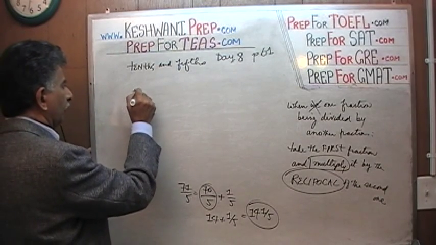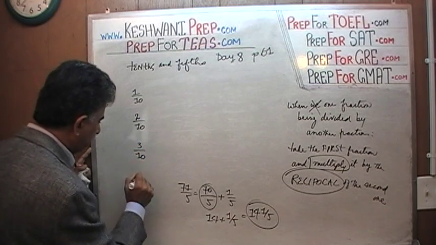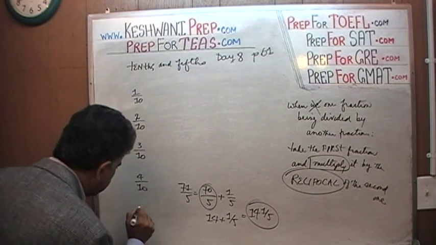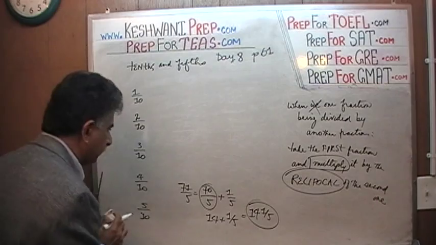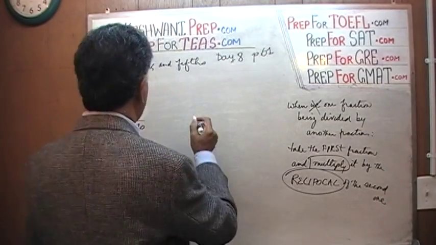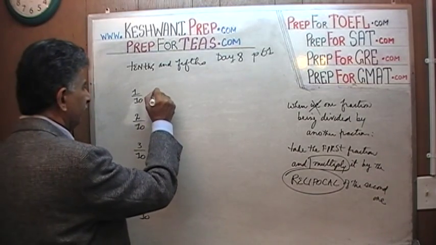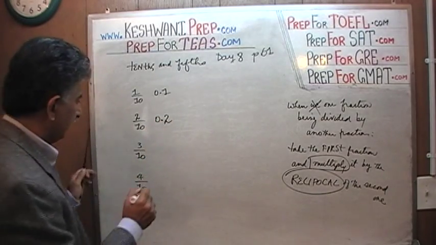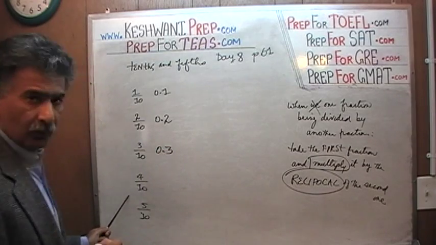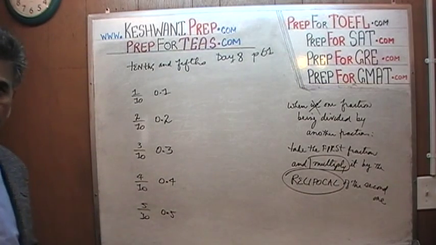So here's our 1/10, 2/10, 3/10, 4/10, 5/10. How much is 1/10 in terms of decimal? It's just 0.1 obviously. 2 over 10 is going to be 0.2. 3 over 10 of course is 0.3. 4 over 10 is 0.4. And finally 0.5.